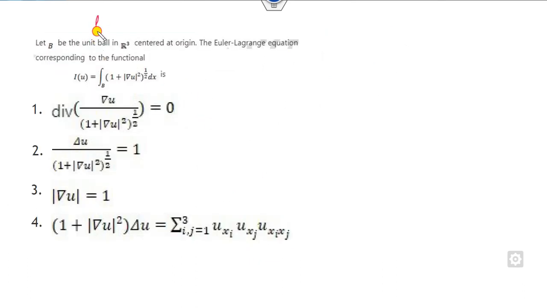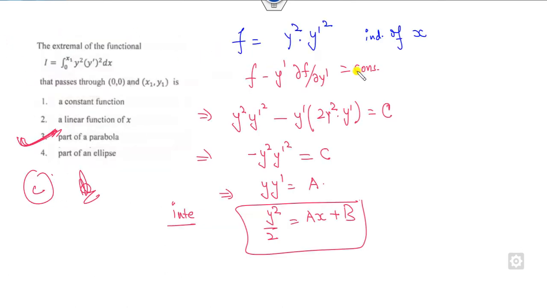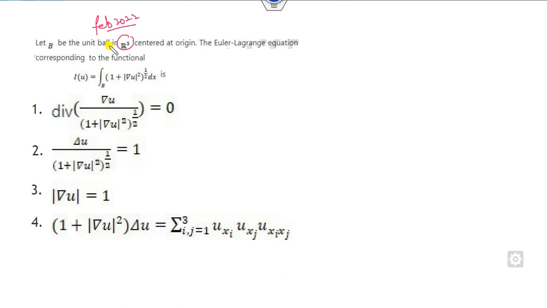Okay, this is the question related to Feb 2022. That's again a very simple question. What you can do is you have to read the statement. Here this is R cube, but whatever we have described here is in the R1 plane. So we can extend this equation to R cube. That's very simple. See, this is the equation we have used: minus partial derivative of f with respect to y dash is 0. This is the Euler equation.